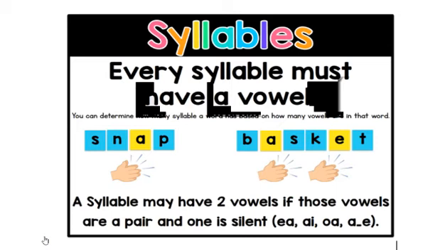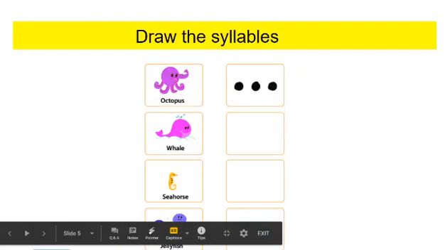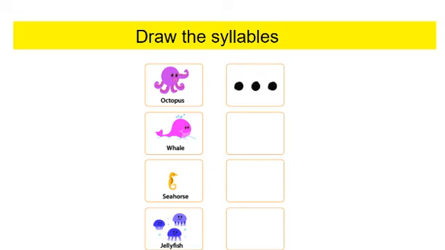A syllable may have two vowels if those vowels are a pair and one is silent, such as E, A, O, A. Let's draw the syllables of each word following the example. Octopus. It has three vowel sounds, so it's made of three syllables. What about whale, seahorse, and jellyfish? Do you know how many syllables each word has? Try to solve this and we'll check the answers later.